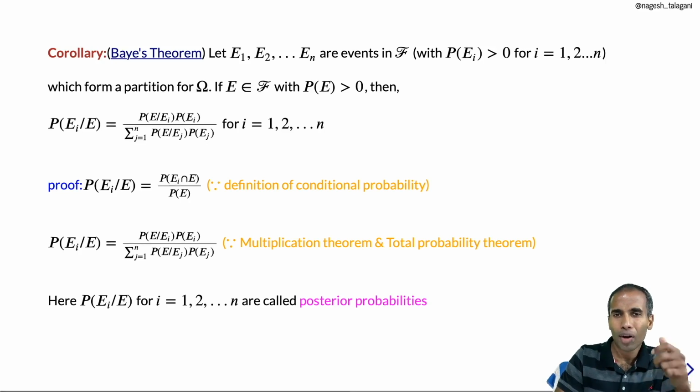For example, in our IC problem, the defective IC may be caused by B1 or B2 or B3, right? There we selected an IC and we found it to be defective. Now our interest was what is the probability this defective IC came from B1 supply. Okay, that is a posterior probability. So Bayes theorem is used to calculate posterior probabilities.